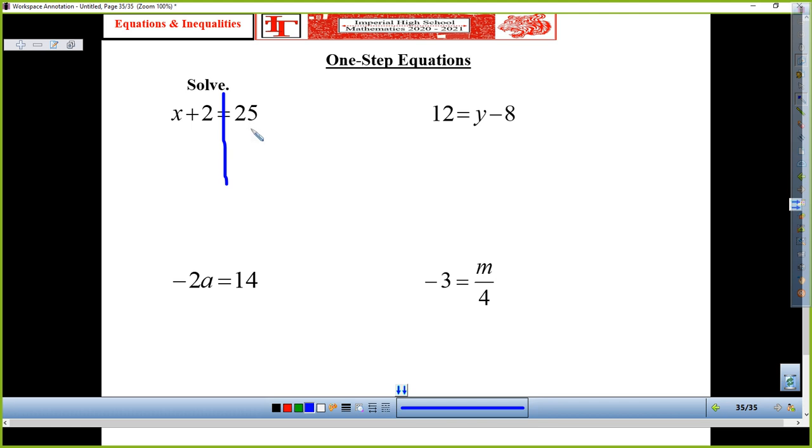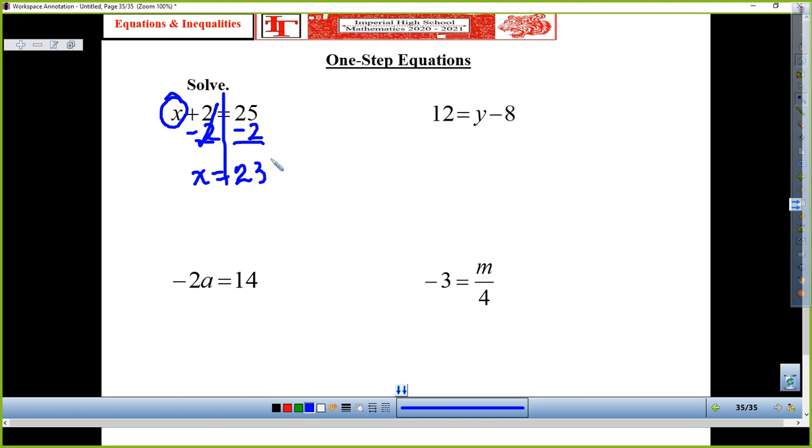What does that mean, Mr. Q? I need to leave the variable by itself using inverse operations. What's next to it? Plus 2. What is the inverse? Minus 2, minus 2. And we're left with x equals 23, Michael Jordan. Alright? So now that I have that, what is the third step?